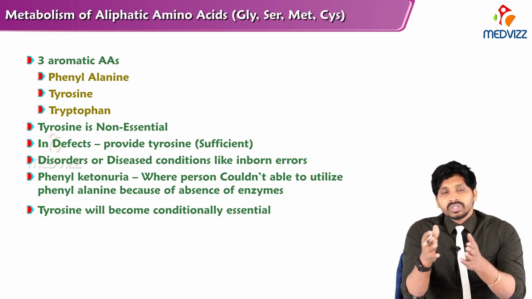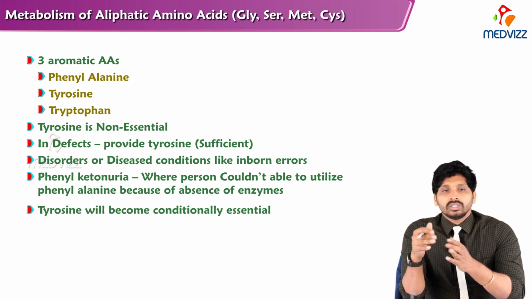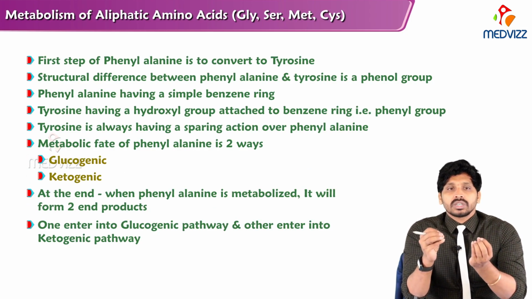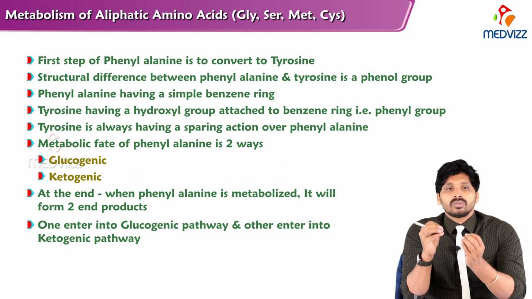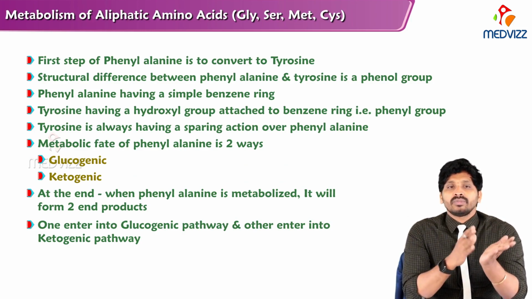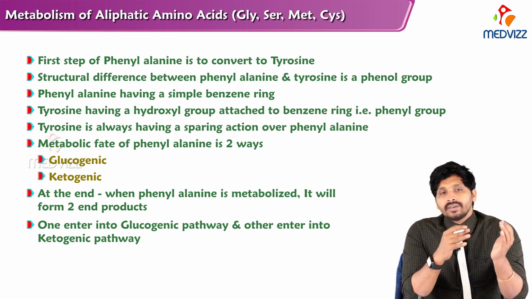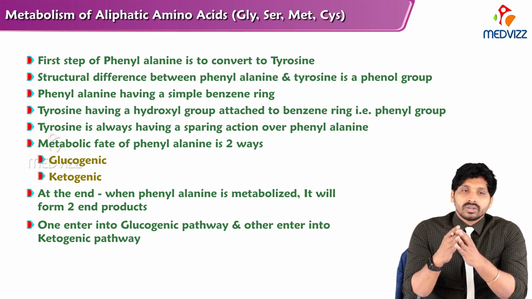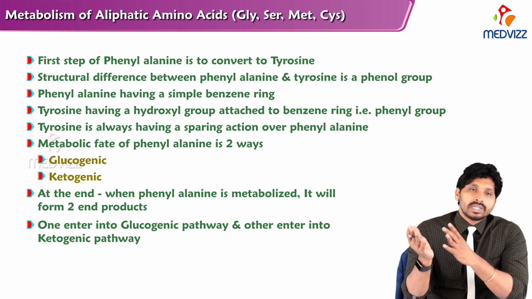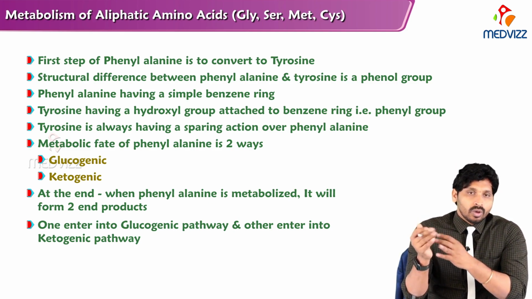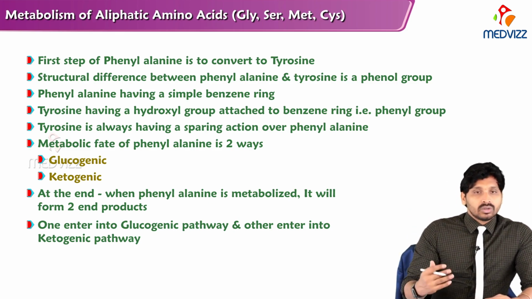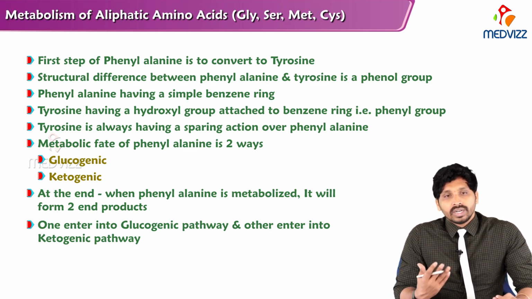So whatever the beneficial effects of phenylalanine, they all depend on tyrosine, because the very first step of phenylalanine in our body is to convert into tyrosine. The structural difference between phenylalanine and tyrosine is a phenol group. Phenylalanine has a simple benzene ring, and tyrosine has a hydroxyl group attached to a benzene ring, that is, a phenyl group. So that's the reason tyrosine always has a sparing action over phenylalanine.